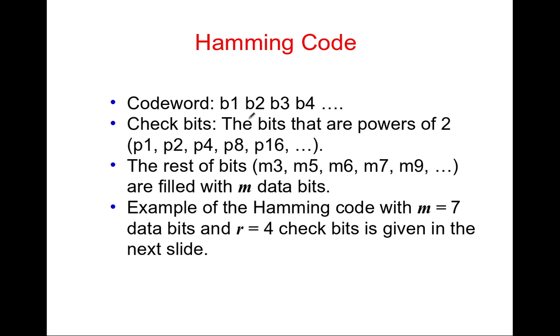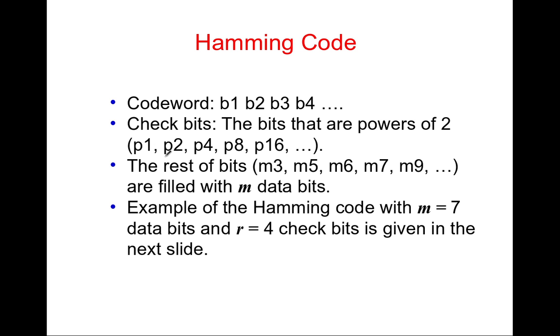Now the code word, some code word of 4 bits, b1, b2, b3, b4, is to be transmitted. We'll check how that can be implemented with the help of Hamming code. Now, obviously, the check bits will be put in the powers of 2. That is P1, because 2 raised to 0 is 1. 2 raised to 1 is 2, P2. 2 raised to 2 is 4. 2 raised to 3 is 8, and so on.